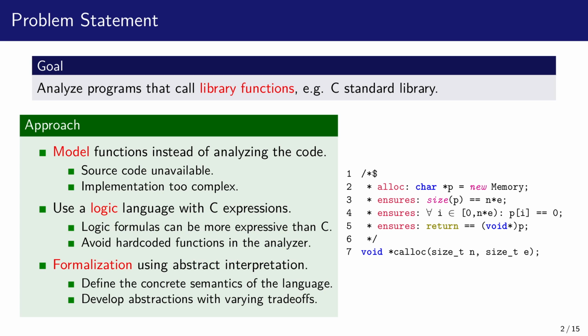So the approach is to model library functions instead of using their actual implementation because the source code of the implementation can be unavailable, and also because the implementation can be too complex and we just want to model a simplified version of the function.